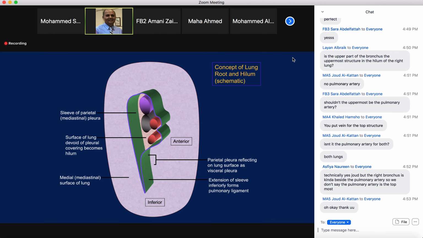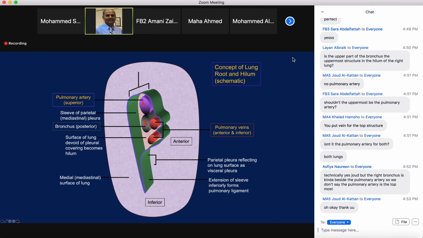Now here you can see that on top, what do we have? Pulmonary artery. Then we have bronchus. Then we have pulmonary veins. This arrangement was shown in the previous image. I'm showing you the hilum as a conceptual picture. It's not right or left; it's almost the same. So bronchus is most posterior, pulmonary artery is most superior, and pulmonary veins, one is in front and one is inferior. So remember this arrangement, and it will be helpful for you.